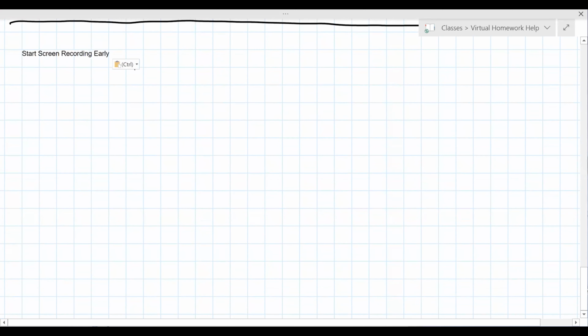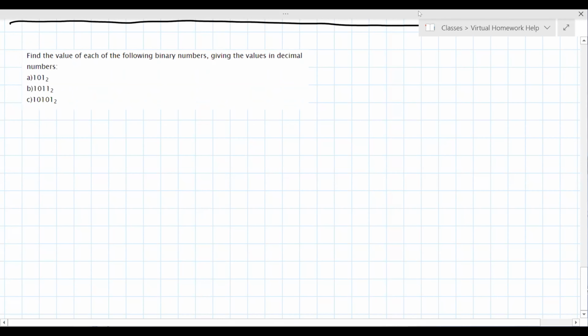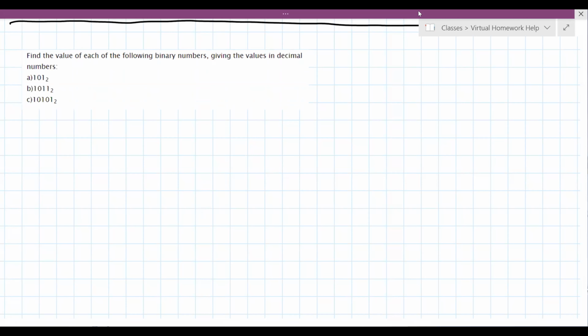Ooh, I didn't expect that. Let's undo that. Let's see if we can copy this in. Copy and paste. All right. For each of the binary numbers, give the values in decimal numbers.